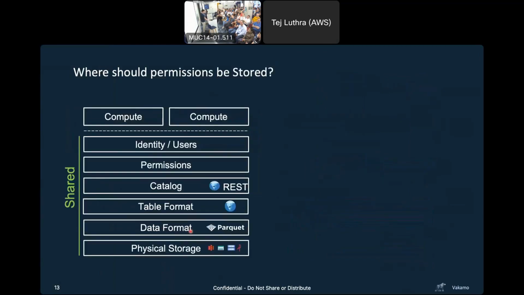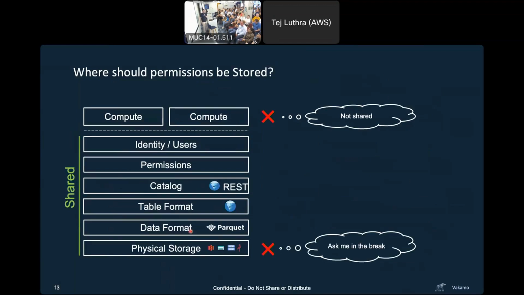So the first question is, where should we store our permissions then? So we have this stack, and there are a few different places where you sometimes see permissions being stored. The first place is a query engine, right? Or a compute. And that's, of course, a very bad place to store permissions if you want to use multiple computes on your data. It shouldn't be in your query engine. So it's not shared, so don't store it there.